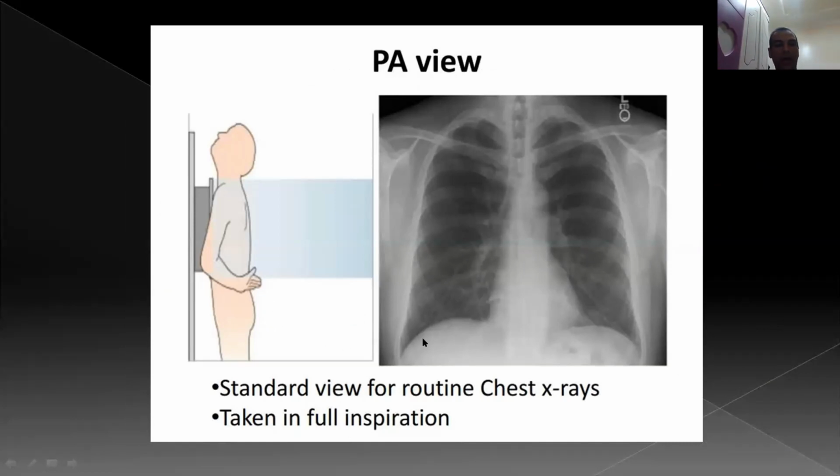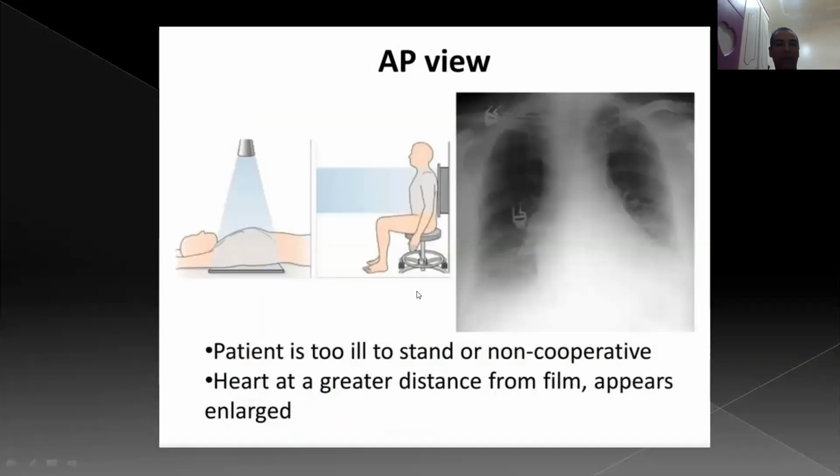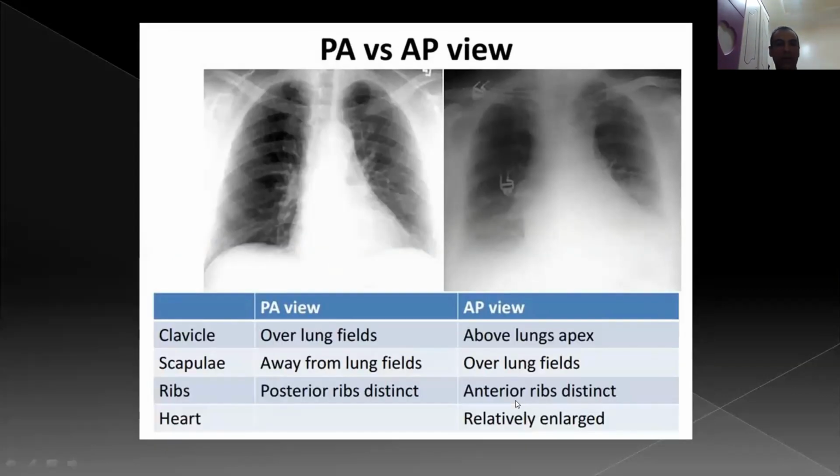And how can we differentiate between PA and AP views? PA is posterior anterior view, AP is anteroposterior view. In the PA view, the heart is close to the cassette, so the heart will be in proper size. While in AP, the heart is away from the cassette, so it appears falsely bigger or larger than in the PA view. This is the most crucial point that you need to know.